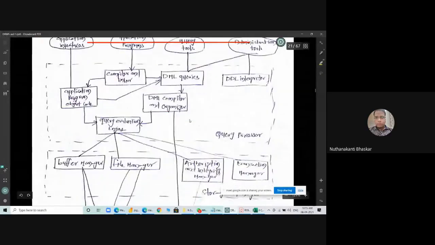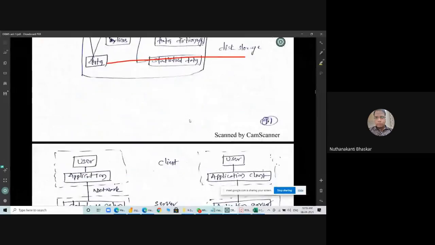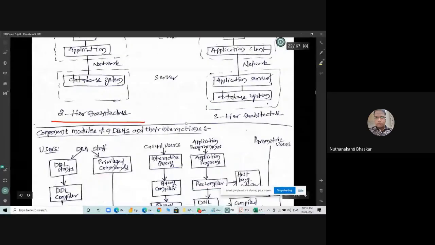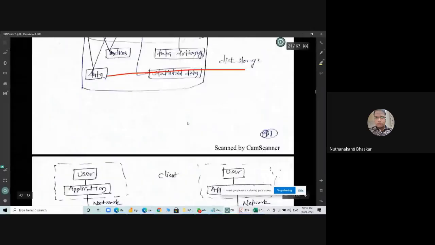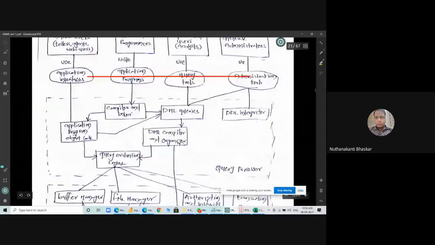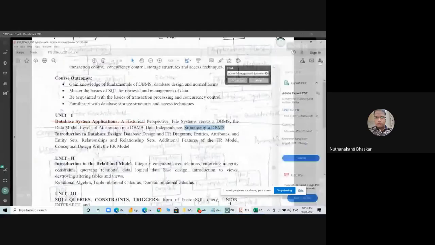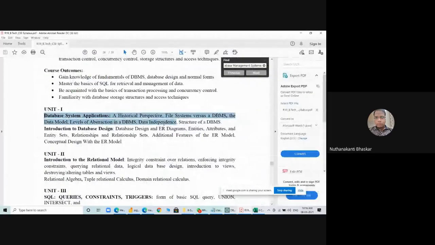These remaining architectures I mentioned in my notes, you can take as a reference. If you want more clarification, you can refer. Otherwise, this is enough. Now, as per the syllabus, the first half of the first unit is completed: database system applications, historical perspective, file system versus DBMS, the database model, levels of abstraction, database independence, and structure of the DBMS. Clear?